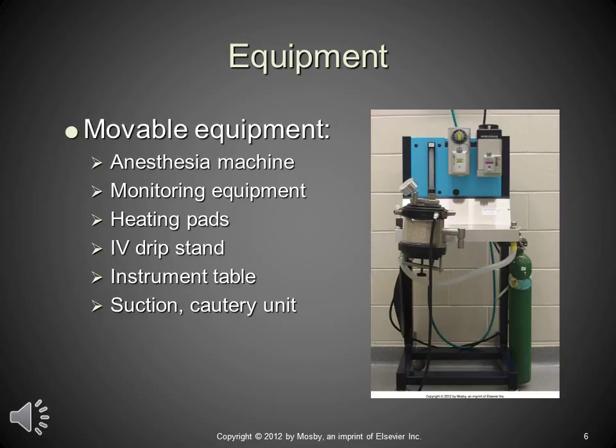Movable equipment, those things that you can get out of there pretty easily to clean and to get behind and to clear the dust bunnies from where they used to be, would include the anesthesia machine, your monitoring equipment, heating pads, IV drip stands, instrument tables, suction units, cautery units. All those are things that you can easily take out and either clean or clean where they were.